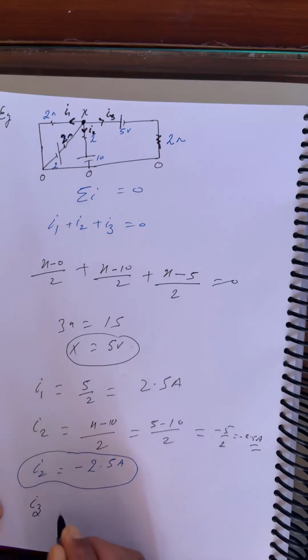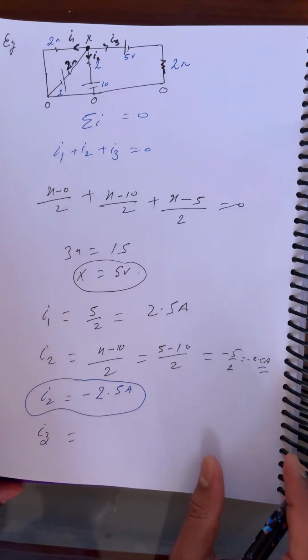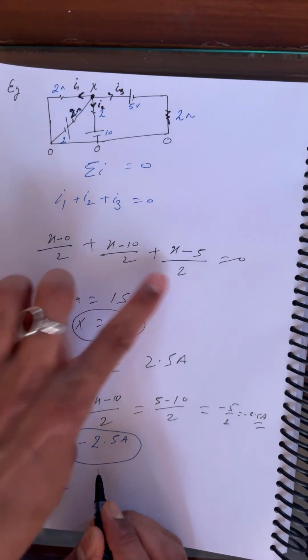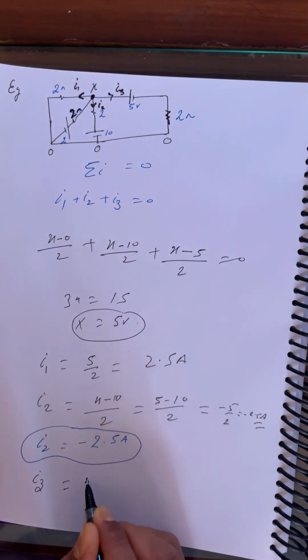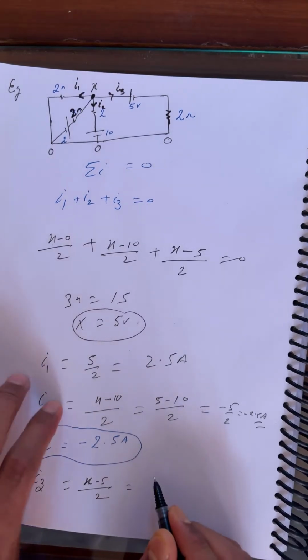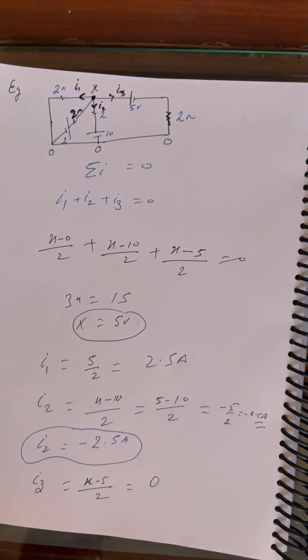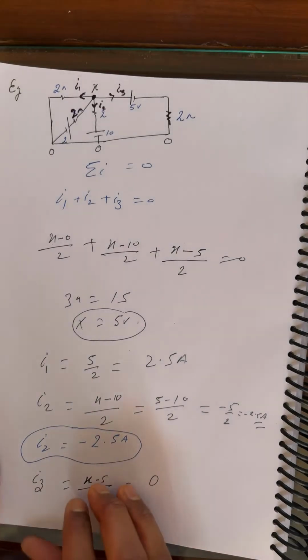I3 equals x minus 5 upon 2. x remains 5 here, so 5 minus 5 means there is no value of current in the 2 ohm resistor. Students, there is no current in this 2 ohm resistor. Okay, just wait. Have a look here. Next question.